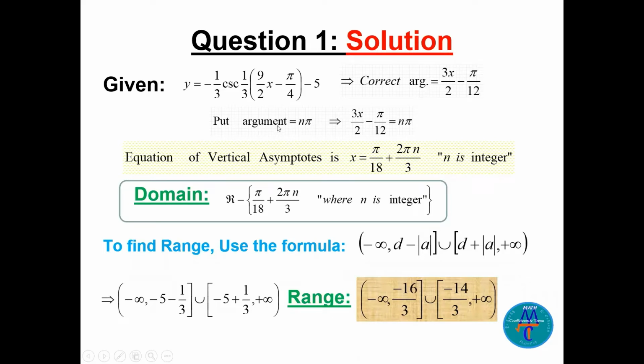So I can put the argument equals n pi, because I need the domain. Domain is related to the vertical asymptotes. All real numbers except vertical asymptotes.